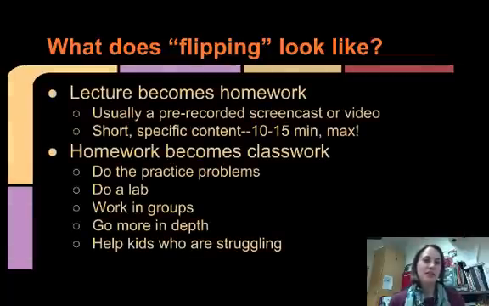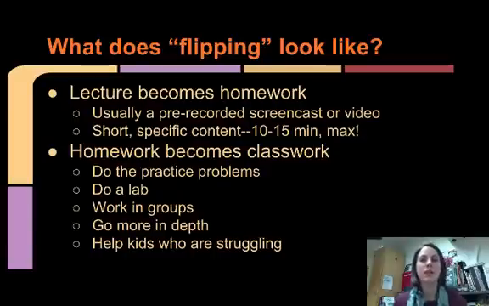What that usually means is the lecture part, the information part, the new content part becomes the homework. And that will usually take the form of a pre-recorded screencast or video, very much similar to what I am making for you today. And the key idea here is that it's short and specific content, 10 to 15 minutes at the most for a video to make. So we're not giving kids an hour-long video to watch on the most interesting topic ever. We're just saying 10 to 15 minutes, short, sweet, to the point.